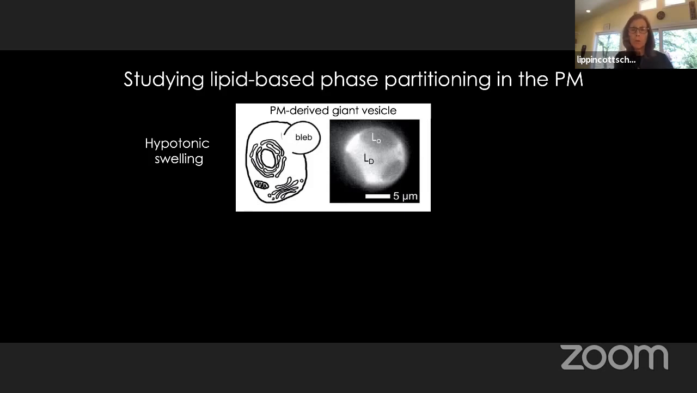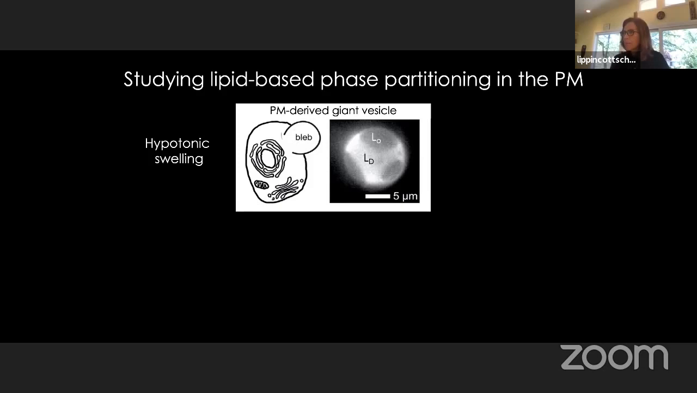And as a consequence, people in the field, at least of membrane trafficking that I'm very familiar with, were very skeptical of the significance of lipid-based phase partitioning for driving any kind of large-scale sorting events. But clearly, you can see that you can get very nice lipid phase partitioning in plasma membrane-derived vesicles, which have the normal composition of lipids as well as proteins of the plasma membrane.